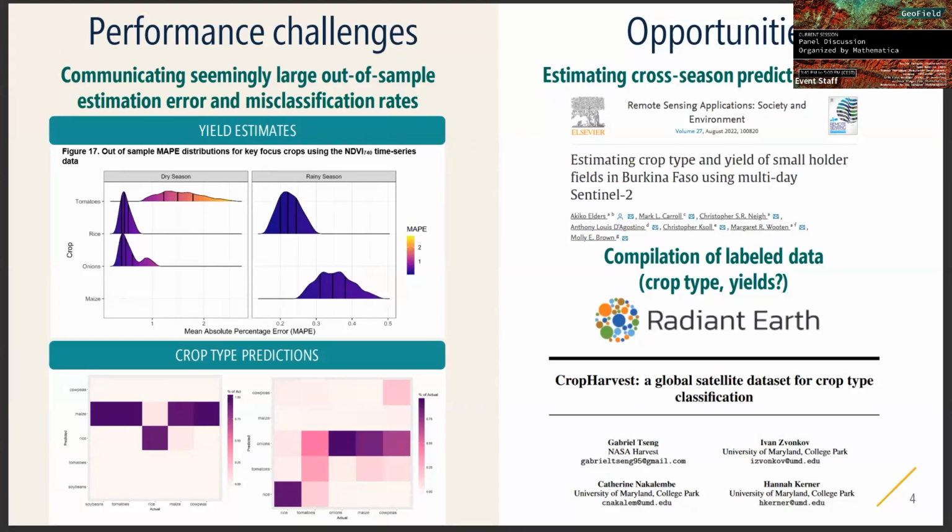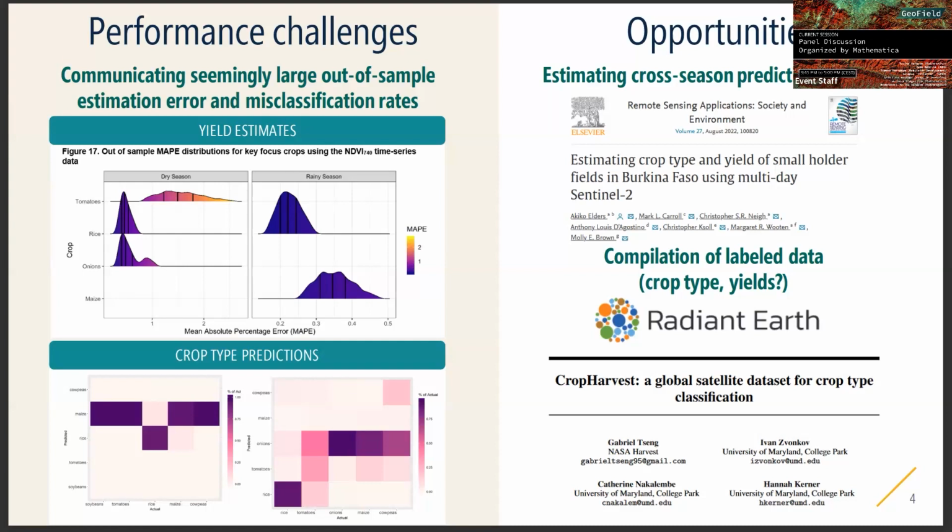So one study that we had done for MCC on Burkina Faso, when we predicted out of sample yields and we bootstrapped this 10,000 iterations, we were getting mean absolute percentage errors on the range of 20 to 30% for some crops and 100% for others. How do you communicate this to your donors? How do you communicate this to the public?